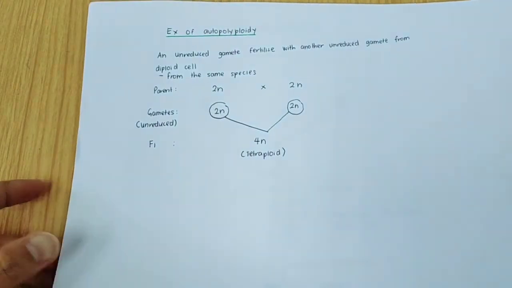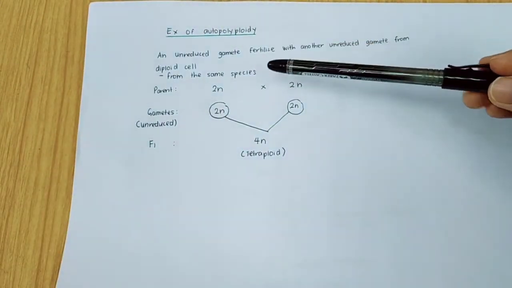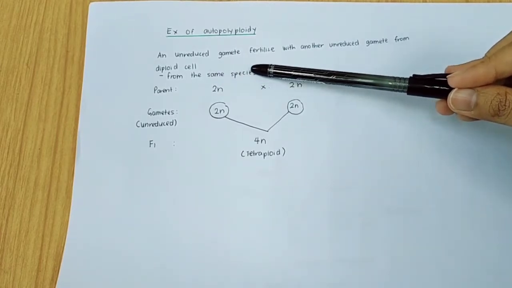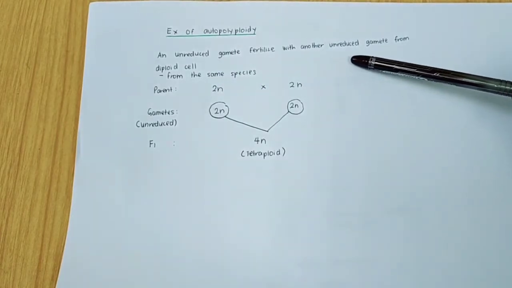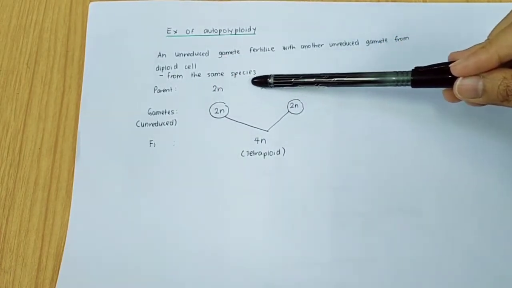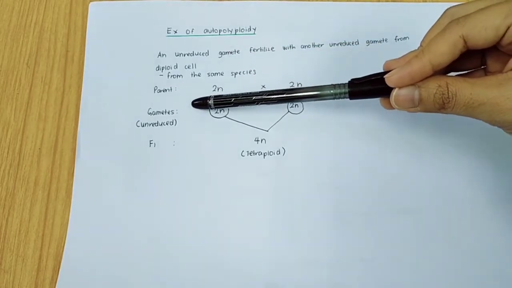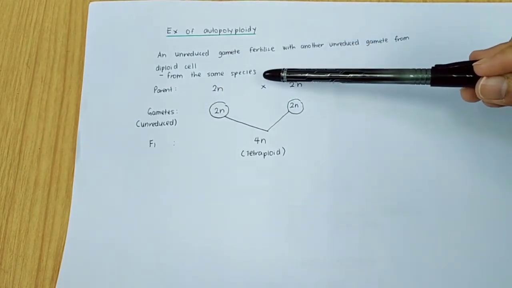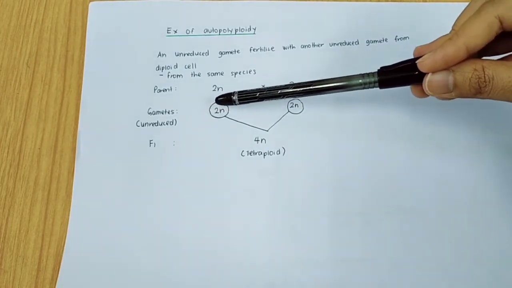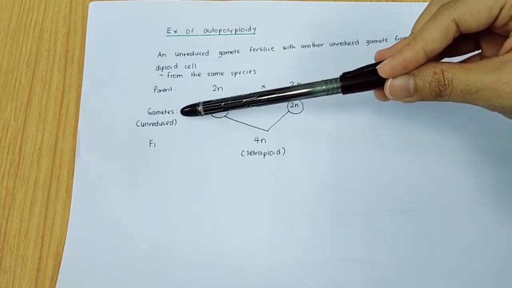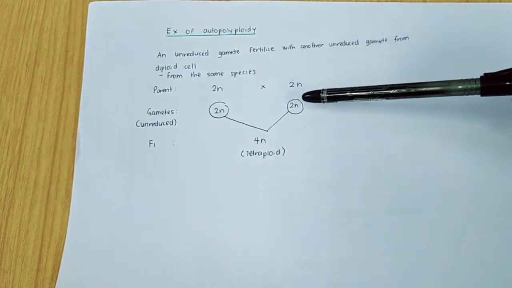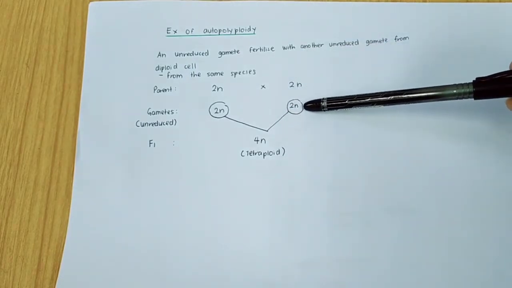Okay, so now we look at the example of autopolyploidy. So how autopolyploidy can be formed? Okay, one of it because there is an unreduced gamete fertilized with another unreduced gamete from the diploid cell. So the keywords here, dia mesti kena berlaku dalam spesies yang sama. So let's say if the parent is 2n, fertilized also with the same species parent which is also 2n. So, bila berlaku proses meiosis, it will produce gamete. So, this gamete is unreduced. Unreduced means dia maintain diploid number. Same as the second parent. Also maintain the diploid number.